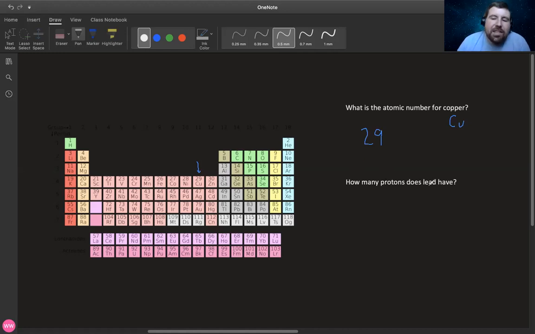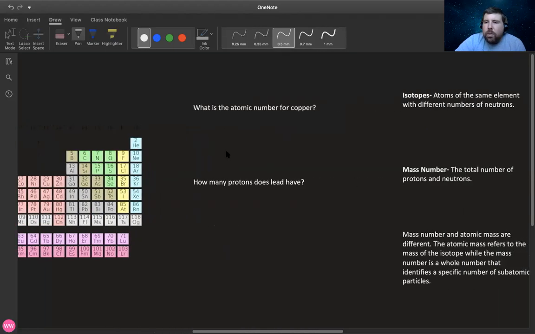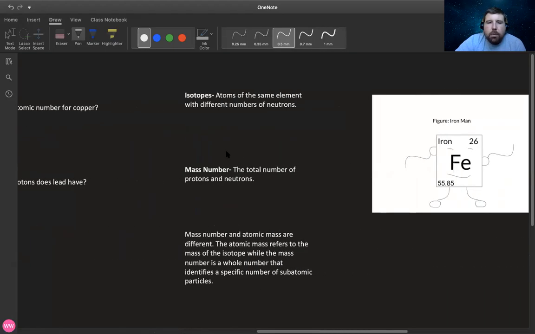How many protons does lead have? Lead has the symbol Pb. Lead is right here, Pb. It is atomic number 82, which once again also indicates the number of protons it has. So all of these numbers are the atomic numbers for each one of these elements, and the way we identify an element is by the number of protons that it has. So with that being said, what are isotopes and why are they important for us?